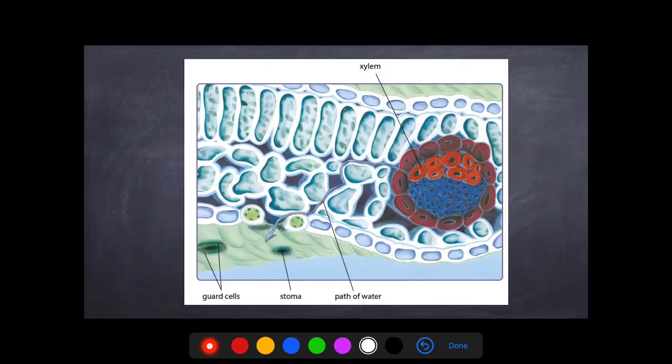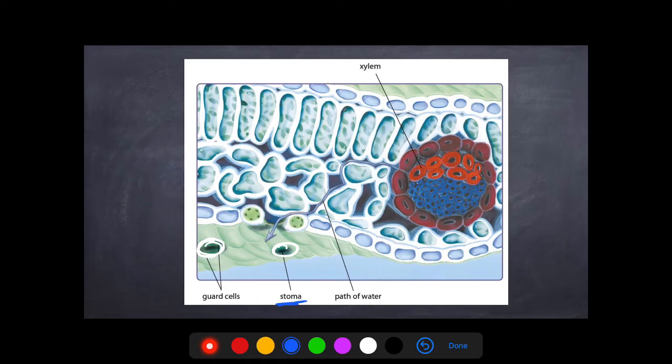So this is a super close look at a leaf. You can see that you have the guard cells that are around the hole, which is the stomata. Sometimes it can be called stoma as well.